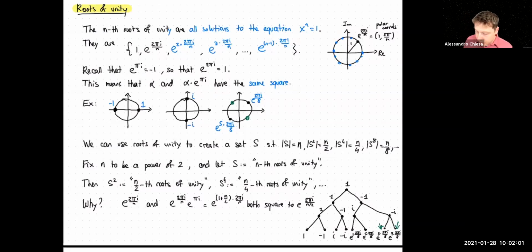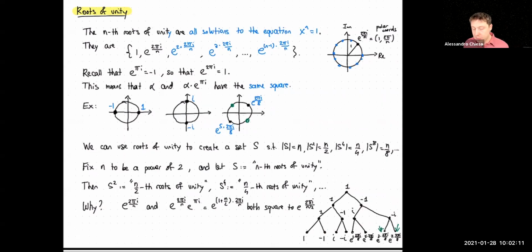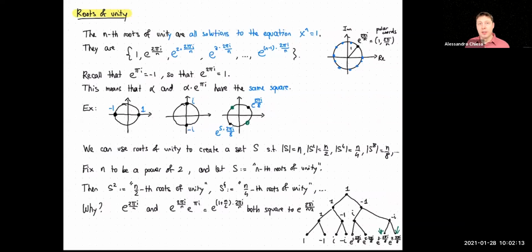And so you start out with your original S, and every time you square, you move up a layer in this tree of squares. So this behavior of roots of unity, especially when n is a power of 2, lets you set things up so that when you square, you always have two-wise collisions, and you have half the elements, and again half the elements, and half the elements. All right.